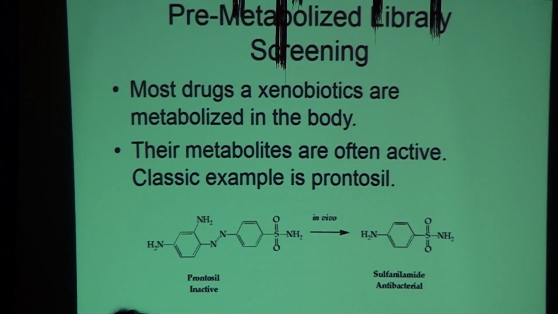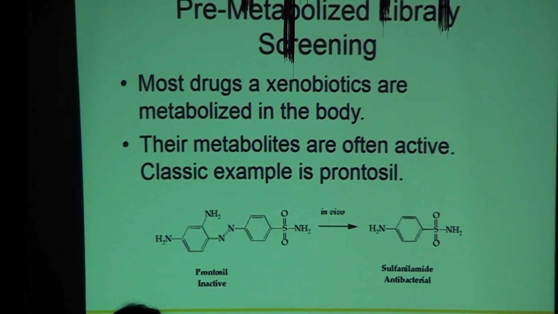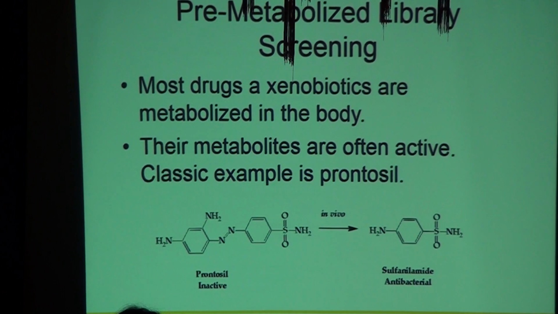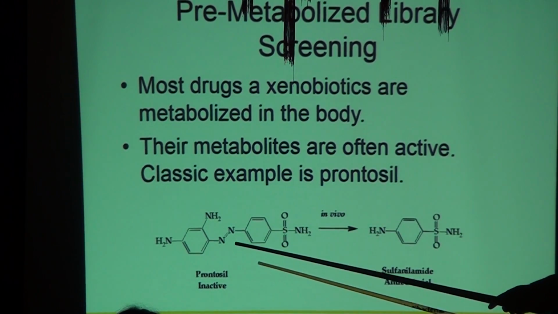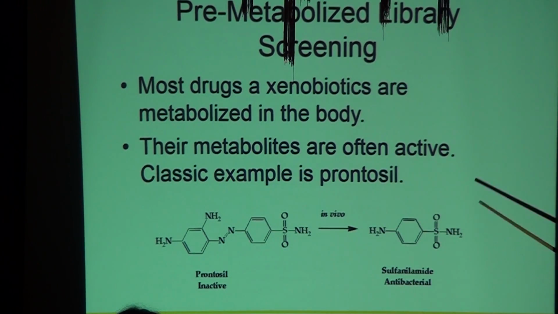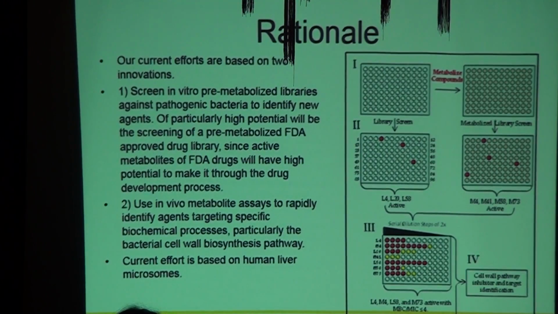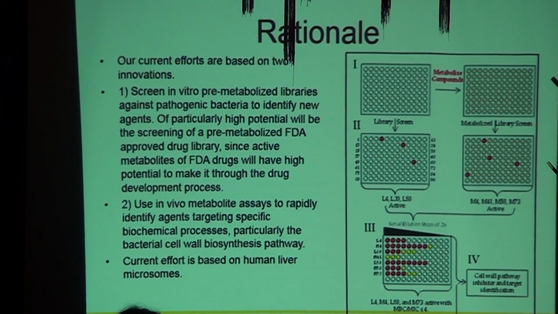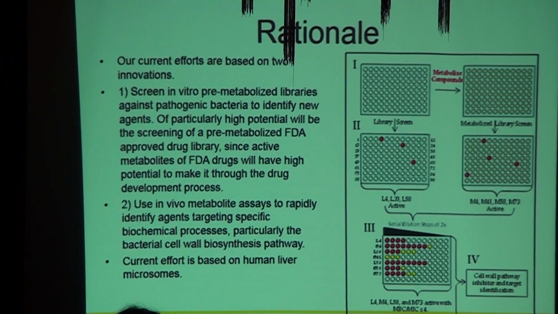Okay, so what we want to do though is we want to discover some new agents that have some potential as antibacterial agents. So the classic example of a drug that has to be metabolized to be active again is Prontosil from Domagk, the old example. So next slide. So our idea for screening is we want to screen and we want to find hits. But since a lot of drugs have only been discovered as hits because they were metabolized, we want to make sure we have the metabolites in our screening too.